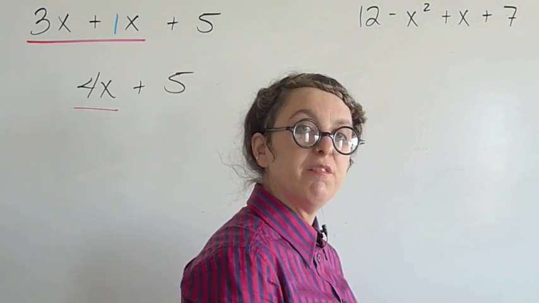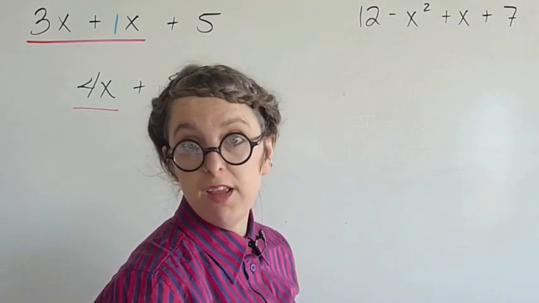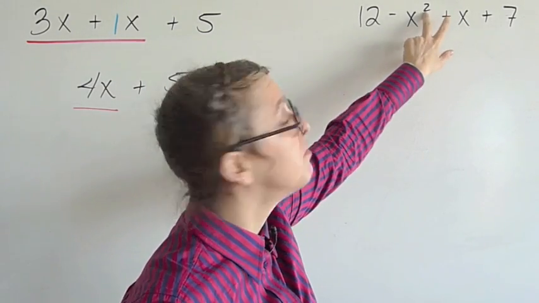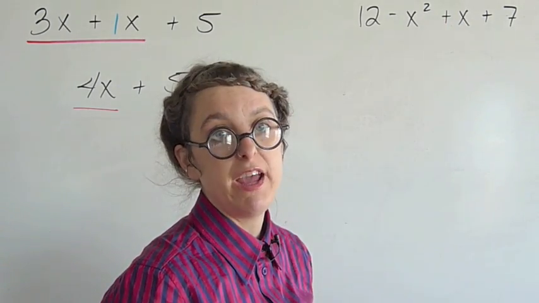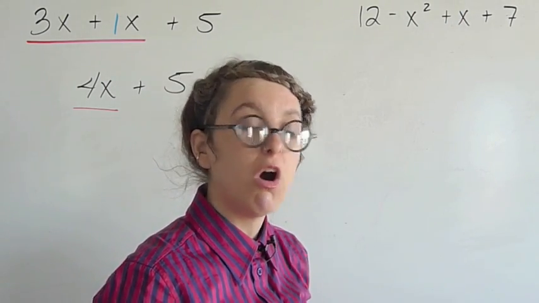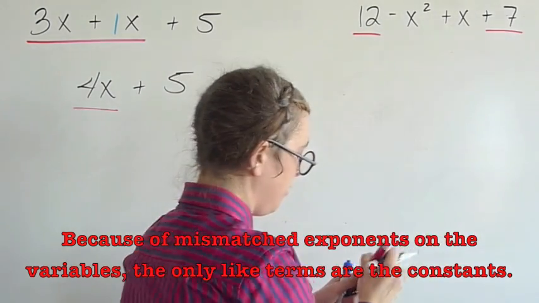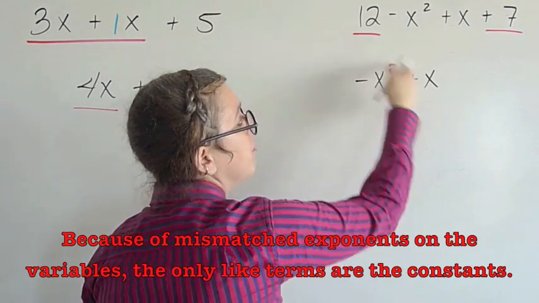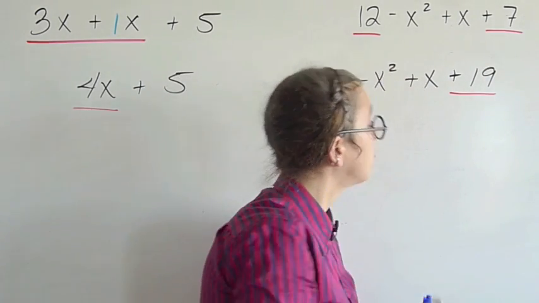This one's a little bit more interesting. There's a couple of x's up here, but they're not like terms, are they? The reason that they're not like terms, this x squared and this x right here, is on account of this little exponent of a 2. If this one is missing its little exponent of 2, that outs it as a like term. So all we can do is look at these things. The only like terms we have up here are the constants, the 12 and the 7. So we can make this math problem smaller by writing it as negative x squared plus x and combine the 12 and the 7 for a 19.